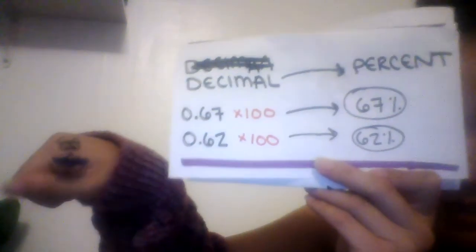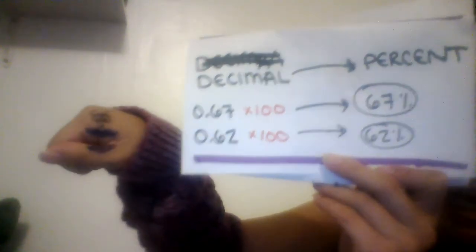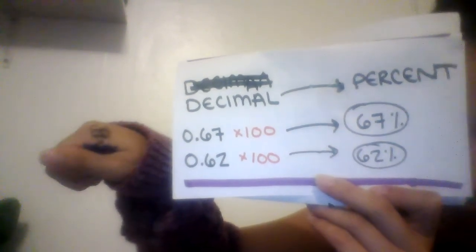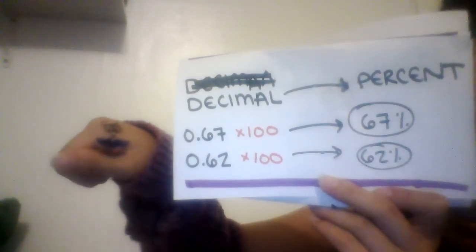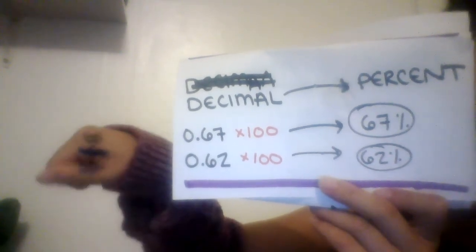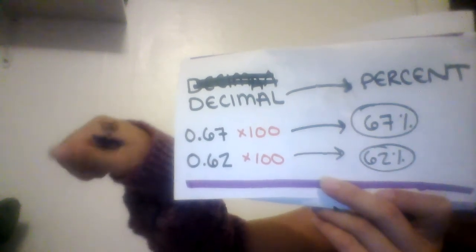So to go from decimal to percent, draw a line on your paper, and below the line write decimal to percent. That way you know we're on this step. Go ahead and record your decimal below the word decimal. So if you notice, I'm continuing with my example of 0.67 or 0.62.